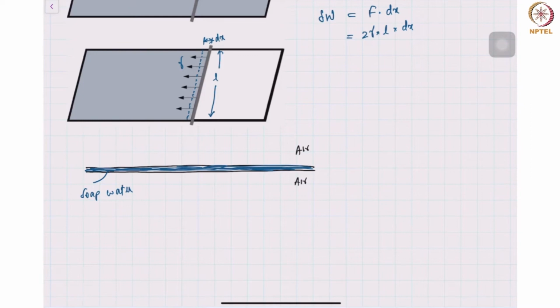So for all practical purposes, this is a 2-dimensional film. Now we can actually zoom into this region and ask, how does a soap film actually look? Let's say I zoom into this region here and ask, how does it look? So here's my zoomed version of the soap film. Or let's say I zoom into the upper region.